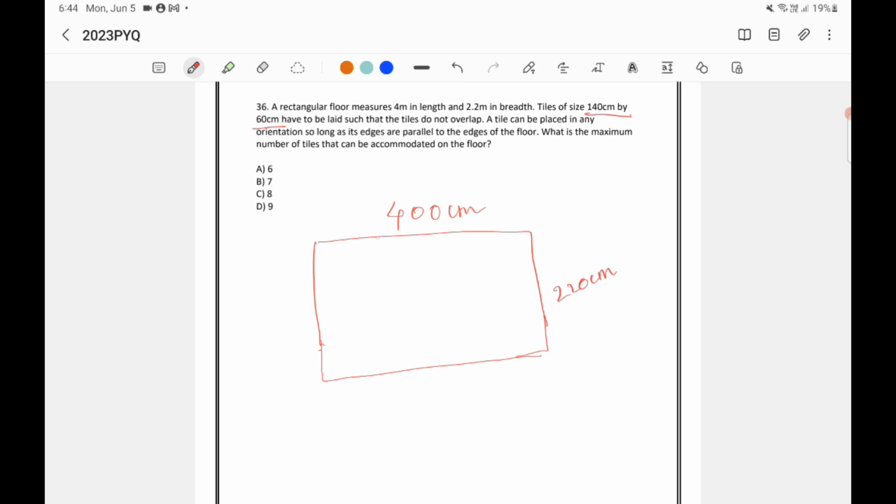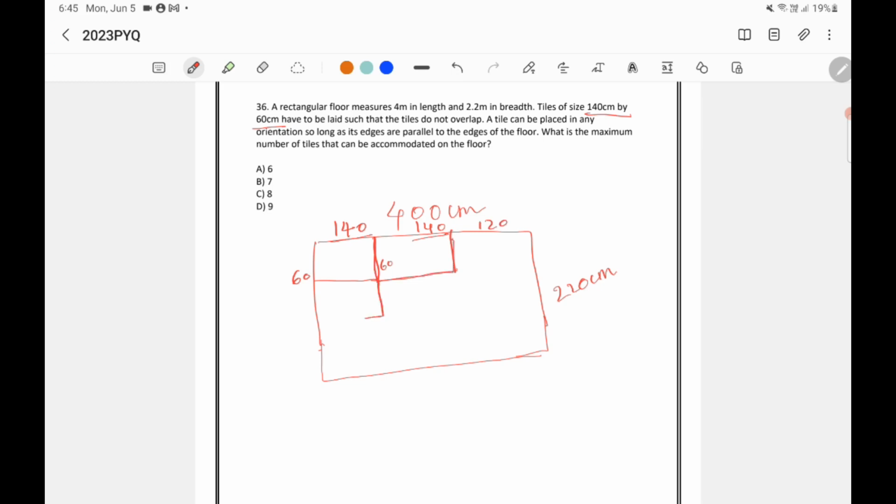So let's assume that I am keeping the tile like this. So this is 140, okay, and this is 60. Now I am again keeping one more tile like this. So let's say this is 140 and this is 60. Okay, let's say I am placing like this. So this is 140 plus 140. Already 280 is gone here. Balance is 400 minus 280, which is 120. So this is 120. So I cannot keep a tile like this here.